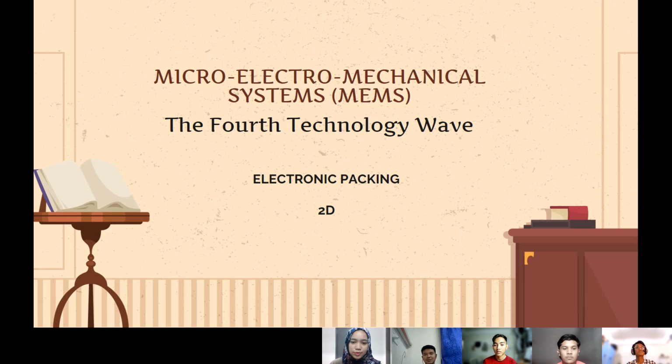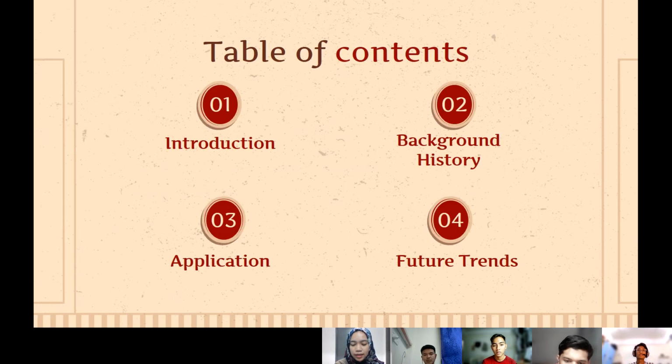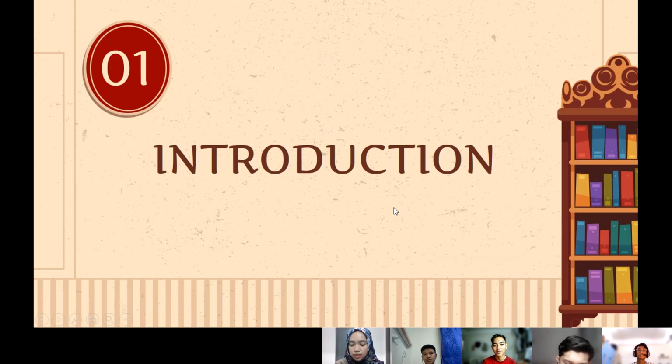Assalamualaikum. We are from Group 2D. Today we are going to present about MEMS. Okay, here the group members, which is Abdul Wakin, Muhammad Amir Farhan, Muhammad Taufik, Nur Alia, and one Muhammad Nur Hakim. There are 4 points to present about which is introduction, background history, application, and future trends. So let's start with introduction of MEMS.